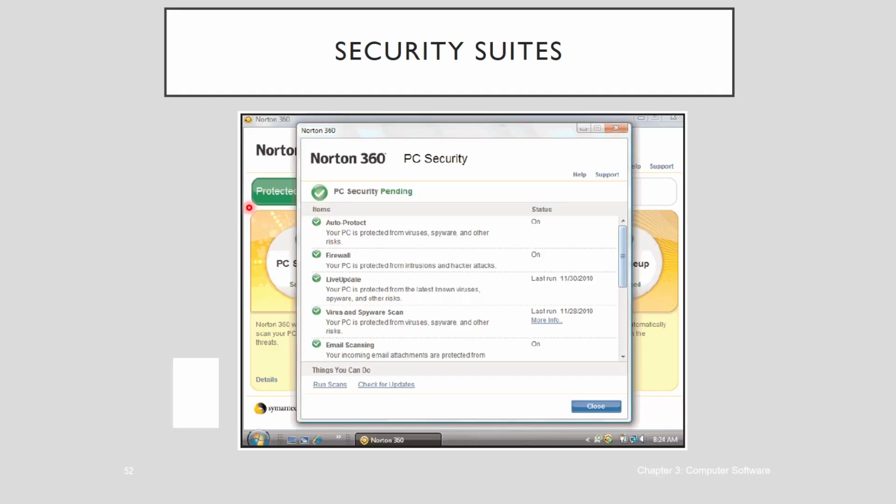Now we have some examples of security suites. The most popular security suites include Norton 360, McAfee Internet Security Suite, Avast, and Trend Micro Titanium Maximum Security. They can be purchased in most office, electronics, and computer stores or downloaded from the web.